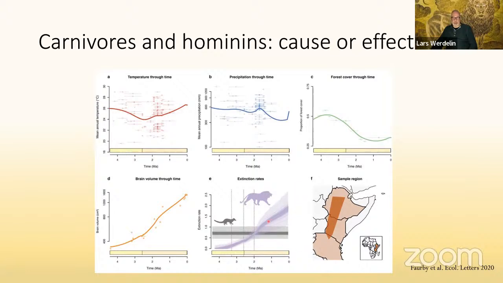Now the bit after 1 million is basically just a mirror of what went before. And for that reason, the statistical bounds of this become larger and larger because there is no new data. But in the crucial time period, say from 3 to 1 million, yes, there is a monotonously increasing extinction rate. That, of course, matches the monotonously increasing brain volume of hominins.